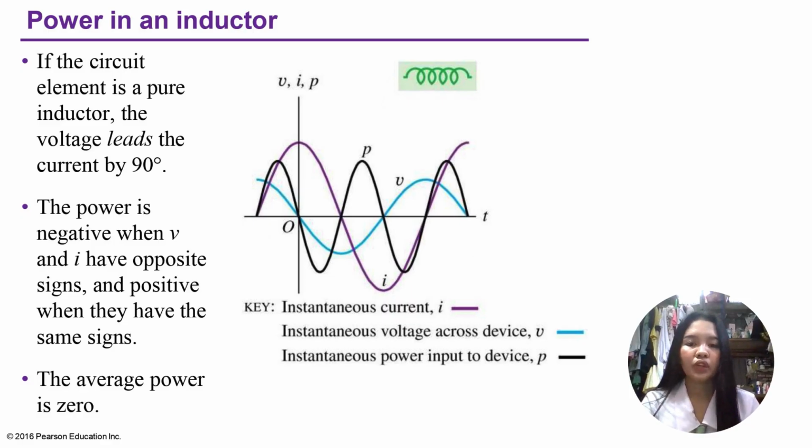For the power in an inductor, if the circuit element is a pure inductor, the voltage leads the current by 90 degrees. So the power is negative when V and I have opposite signs. Here in the diagram, the different colored lines are shown: the instantaneous current, denoted by small i, is represented as the purple curved line across the Cartesian plane. The instantaneous voltage across the device, denoted by small v, is represented by the light blue curve, while the instantaneous power input to the device, denoted by small p, is represented here by a black curved line.